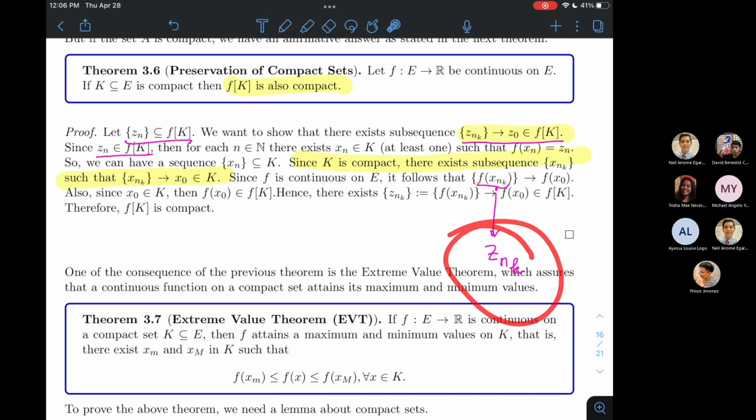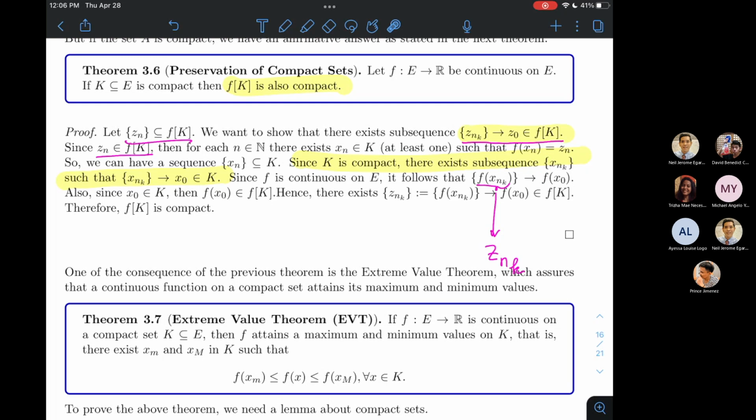So this guy, or the sequence of f of x sub n k, which is equal to c sub n k, ay isang subsequence ng c sub n. At nakita na natin na yung sequence na yon ay convergent. So we're halfway done. The only thing that we need to check is nagko-converge ba yung subsequence na yon, yung c sub nk, sa isang element ni f bracket k? But we know that the sequence will converge to f of x sub 0.